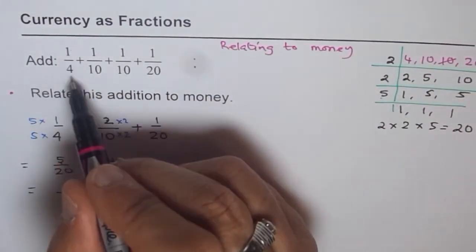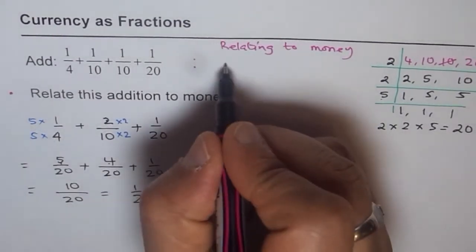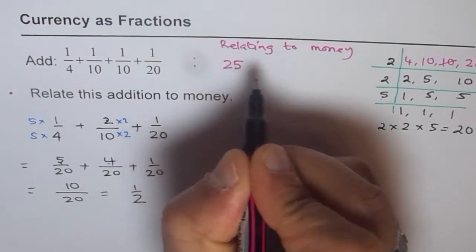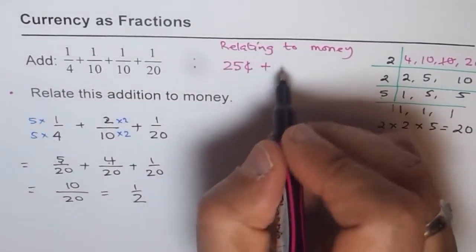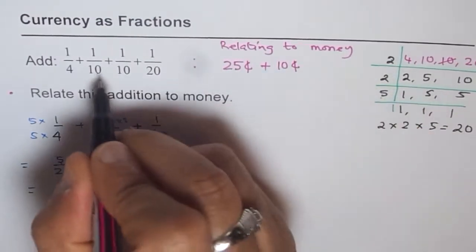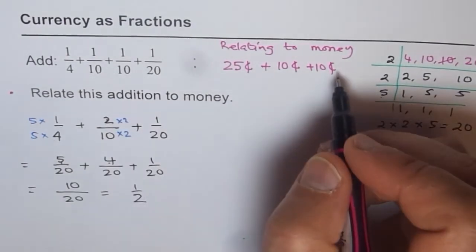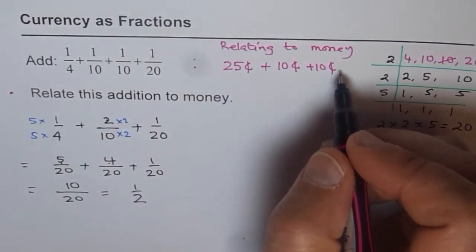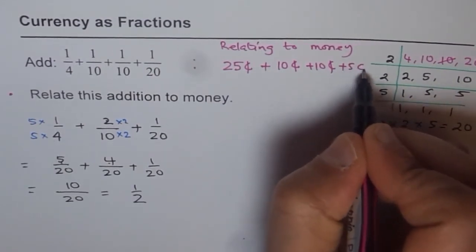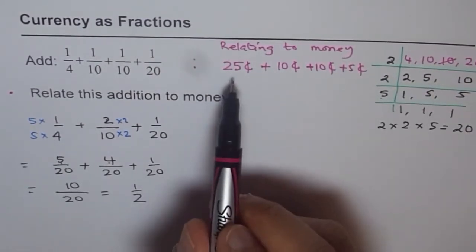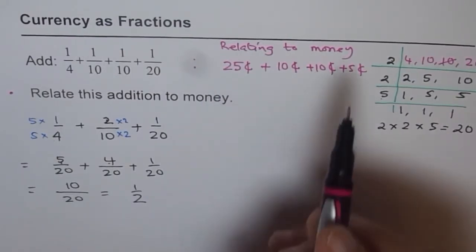So say 1/4 of a dollar. 1/4 of a dollar is 25 cents. So we can write this as 25 cents. Right? Plus 1/10 of a dollar is 10 cents. Plus 1/10 of a dollar is 10 cents. And 1/20th of a dollar is 5 cents. Right? So that's a quarter, that's a dime, and a nickel.